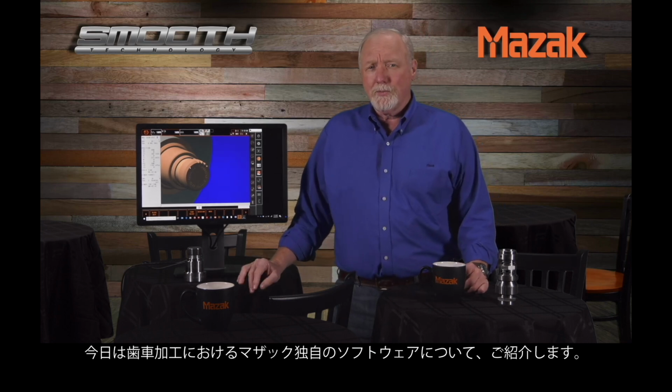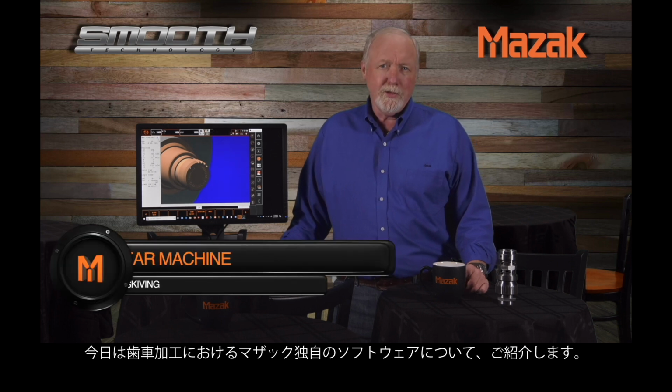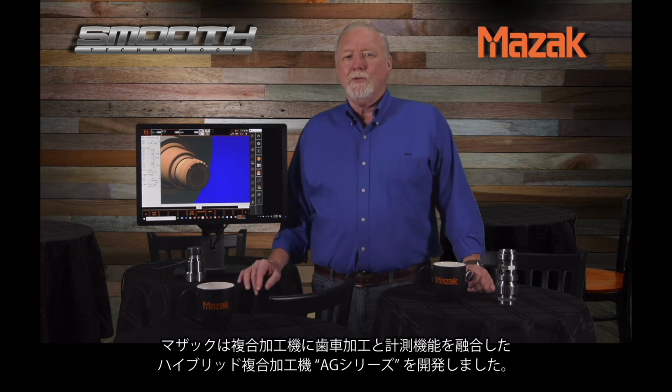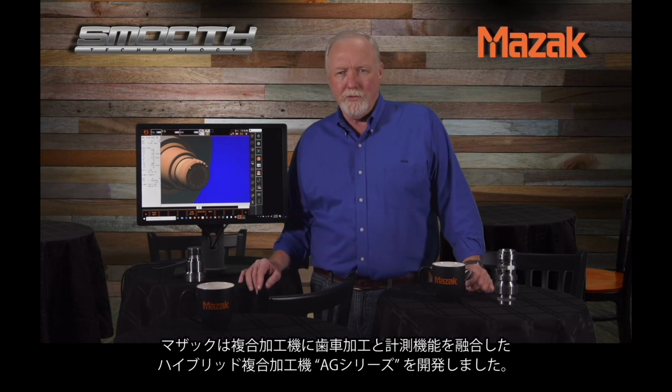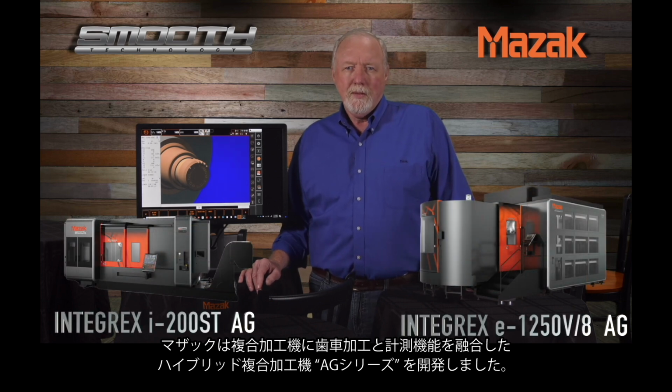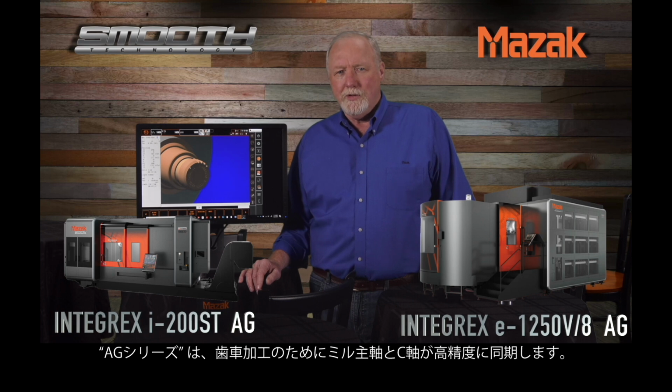Today, we're going to explore the unique software Mazak provides for gear hobbing, milling, and skiving. For these specialized operations, Mazak has created a series of machines designated as auto gear machines. These special hybrid machines have ultra-precision rotary scale technology for exceptional timing between the milling spindle and the turning C-axis spindle for precise gear hobbing and skiving.